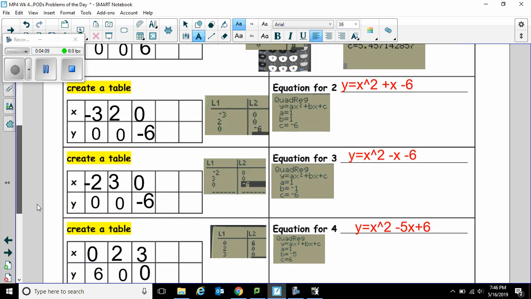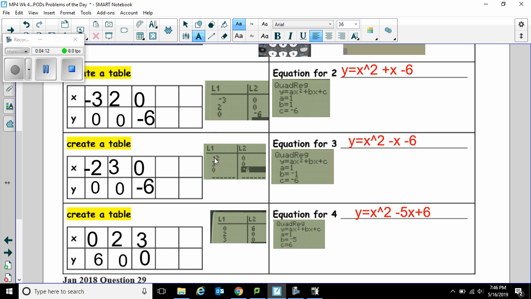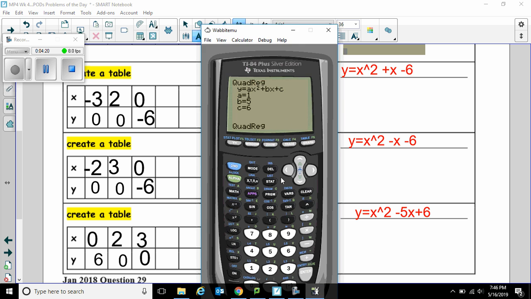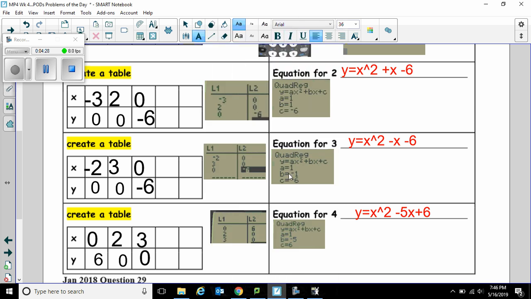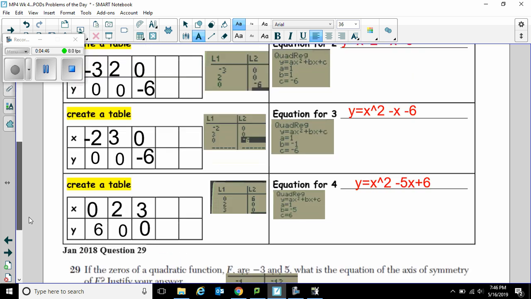Keeping it moving. Table 2, I said negative 2, 3, 0, and 0, 0, negative 6. All right, hit my Stat, hit my Calc, hit number 5. What I should have is 1 and negative 6. Put it in as such. And finally, for my fourth equation, ditto, same thing. And I should have 1, negative 5, 6. Put in our calculator, easy peasy, linear regression.